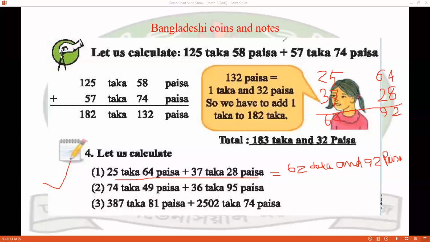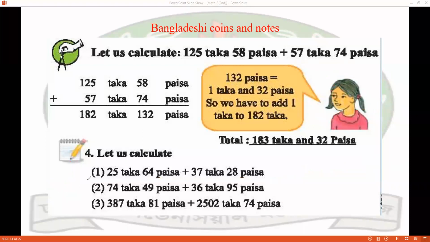92 paisa. In this way we solve it. In the second one, there is 74 taka and 49 paisa, and there is 36 taka and 95 paisa. So we have to add it.